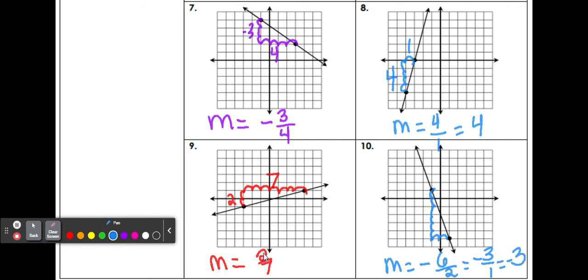So hopefully that helps, guys. That's just finding slope from a graph. You're just counting the rise, how much it changes vertically, over the run, how much it changes horizontally, and writing that as a fraction, as a ratio.